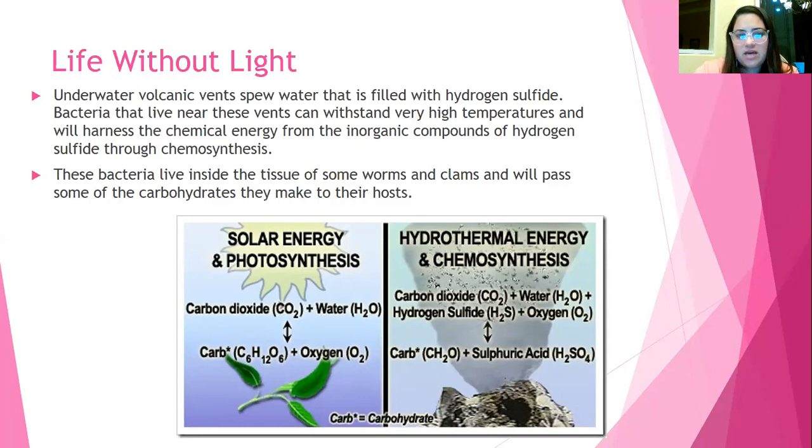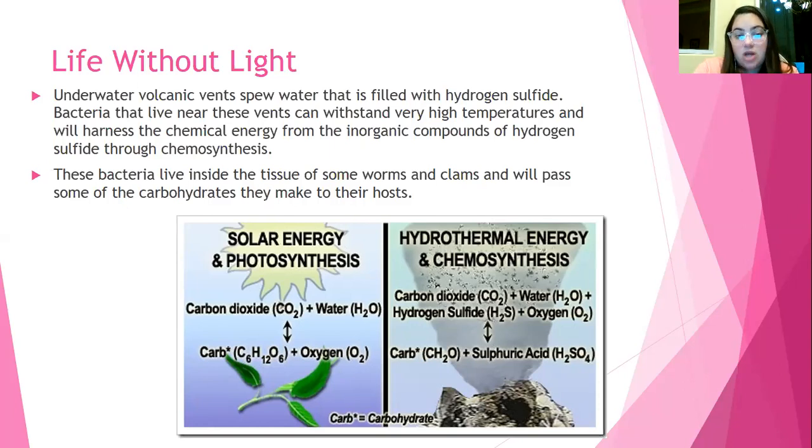So at the bottom, we have an equation, and that first one is the equation for photosynthesis. Although chemosynthesis is a lot like photosynthesis, it is not the same. And so you see that the equations are different from each other. So we have solar energy and photosynthesis.